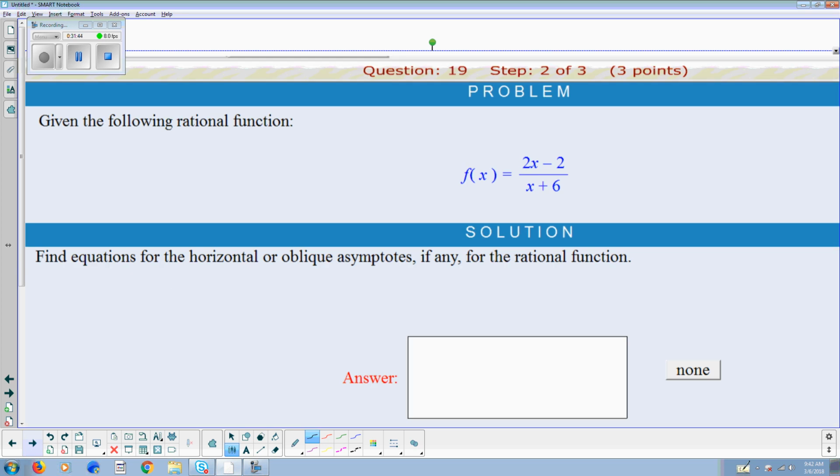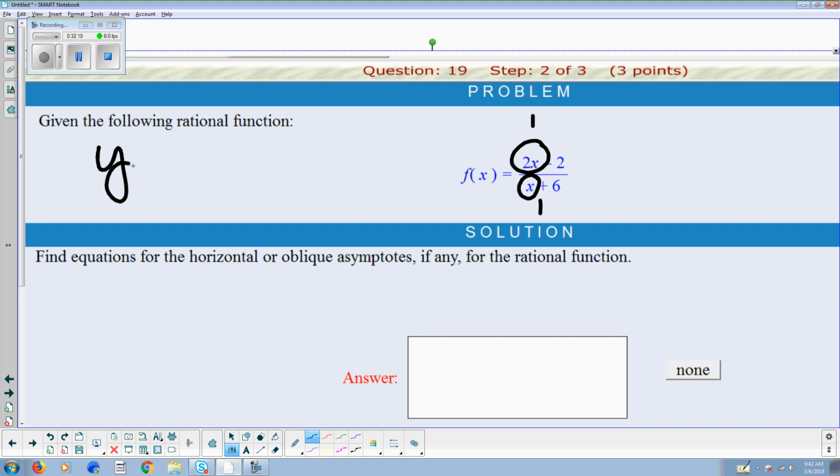Next part. Find the equations for the horizontal or oblique asymptotes. This is where we have to consider the degree of the numerator and the degree of the denominator. So it's case 1, case 2, or case 3. Here, the degree of the numerator is 1. The degree of the denominator is 1. So the degree of the numerator and denominator is the same. In that case, I believe it was case 2 when we took notes on this.